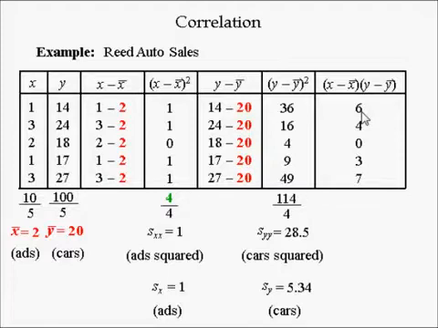The product of x's second deviation from the mean, 1 ad, and y's second deviation from the mean, 4 cars, equals 4 ad-cars. The remaining products of deviations from the sample means are computed in a similar manner, which are 0, 3, and 7 ad-cars. Summing these up yields 20. Dividing this by the degrees of freedom, 5 minus 1, yields a sample covariance equal to 5 ad-cars.